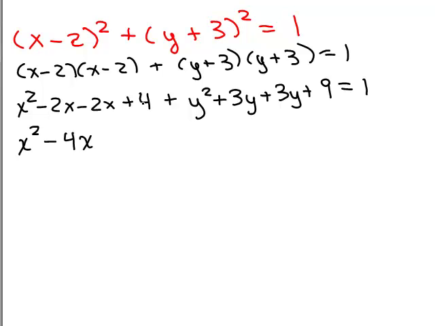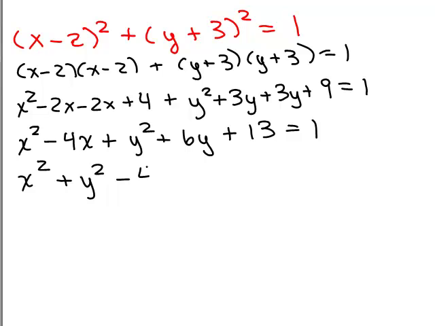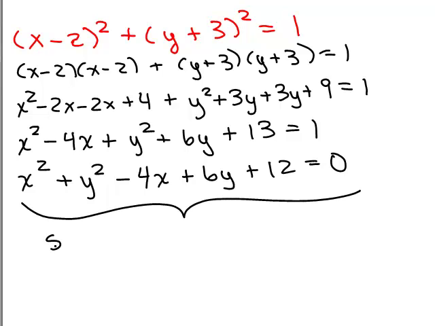Now check this out. I have a 4, but I also have a 9. I'm going to hold off on adding those two, which I'll do in a minute. But I've got y squared plus 6y, and here the 4 plus 9 is 13, equals 1. Another way you'll see this is you put the x squared and y squared first, then you put the x term and the y term, and then if I subtract 1 from both sides, I have plus 12 equals 0. That's the same equation in a different form.